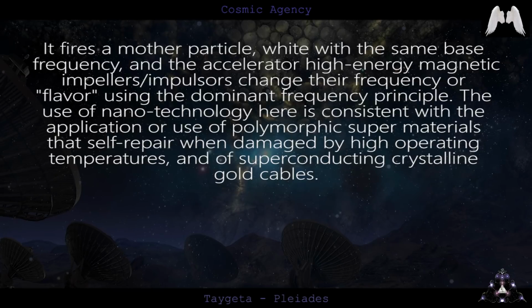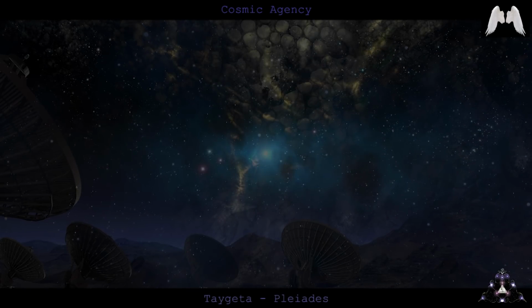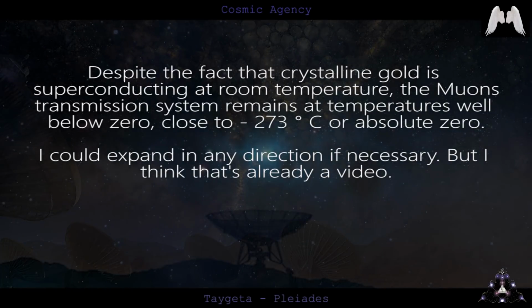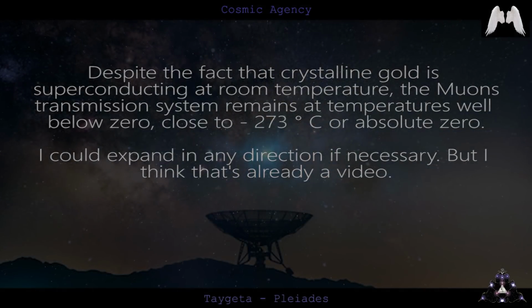The use of nanotechnology here is consistent with the application or use of polymorphic supermaterials that self-repair when damaged by high operating temperatures, and of superconducting crystalline gold cables. Despite the fact that crystalline gold is superconducting at room temperature, the muon's transmission system remains at temperatures well below zero, close to minus 273 degrees Celsius or absolute zero. I could expand in any direction if necessary, but I think that's already a video.